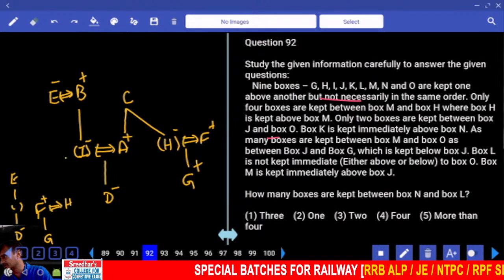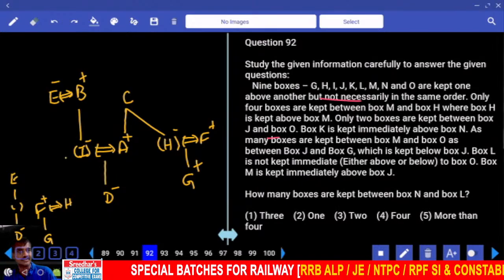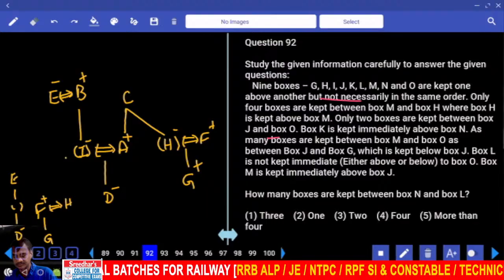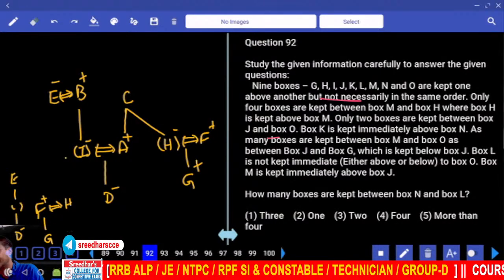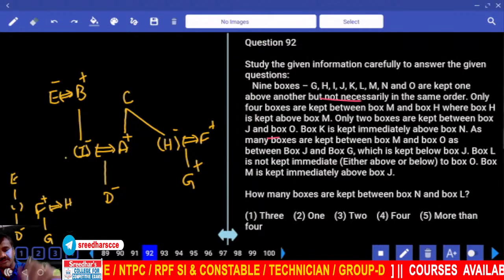If you still find some time, then try to work out 92 to 96. In this 92 to 96, how many boxes were there? 9 boxes. And they were stacked one above the other.